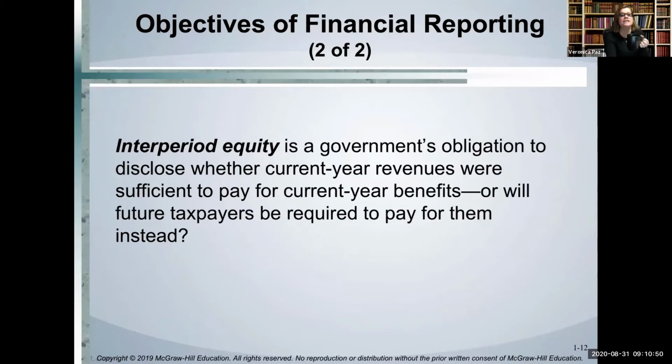Then we have interperiod equity, which is the government's obligation to disclose whether current year revenues were sufficient to pay current year benefits, or whether future taxpayers will be required to pay for them instead. So basically, to balance the books.